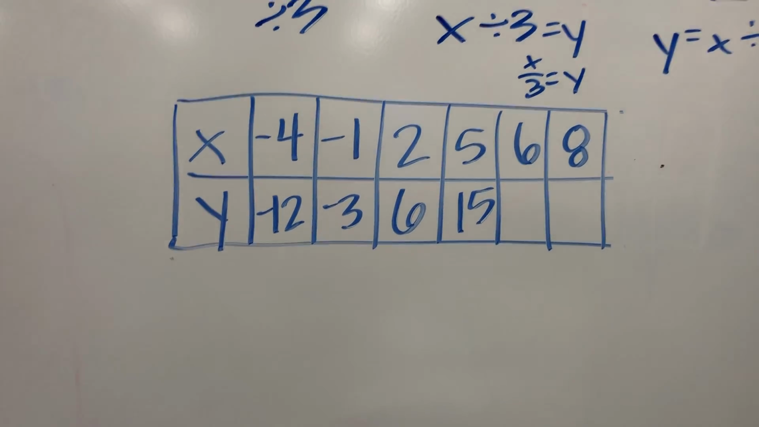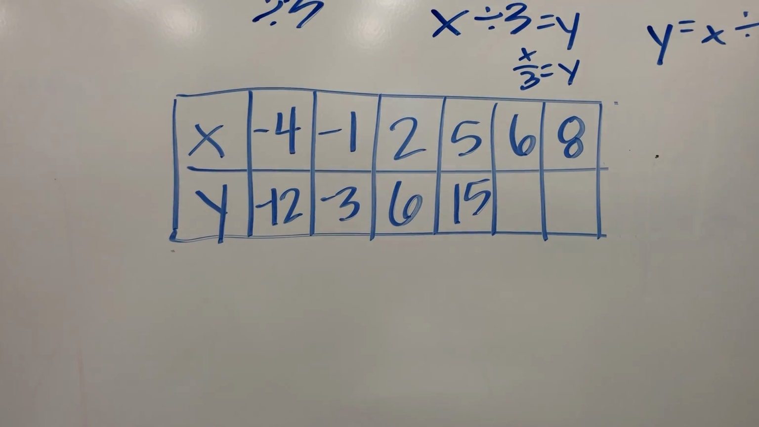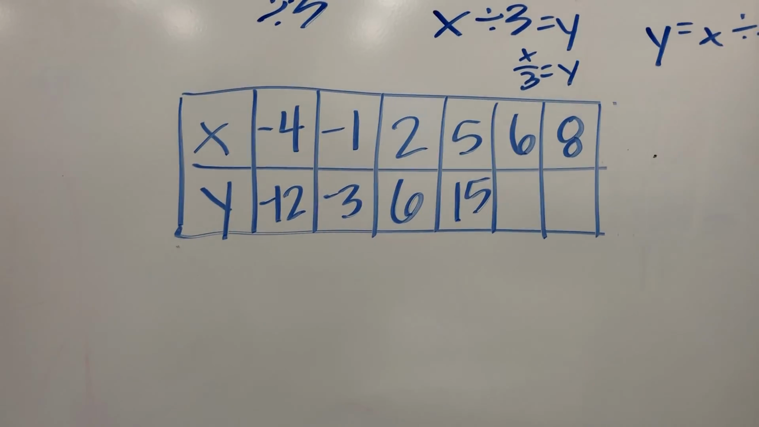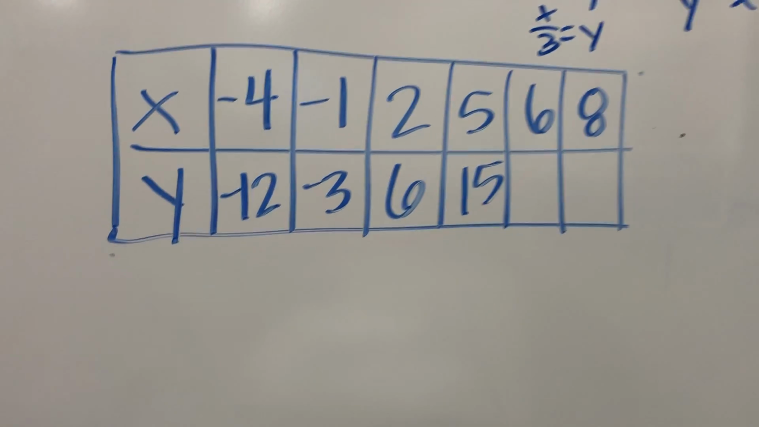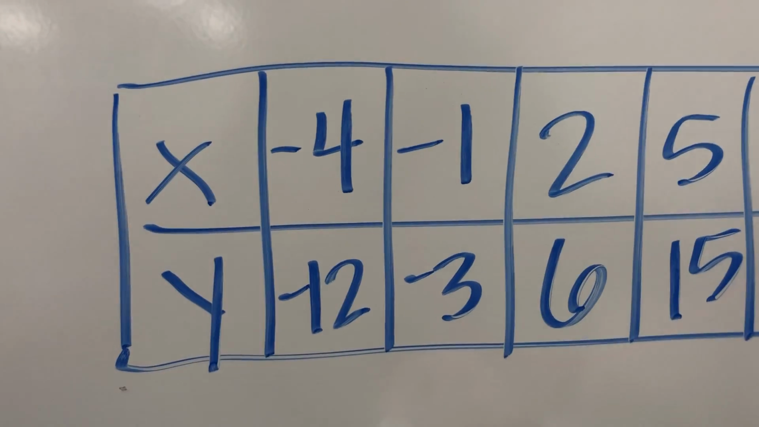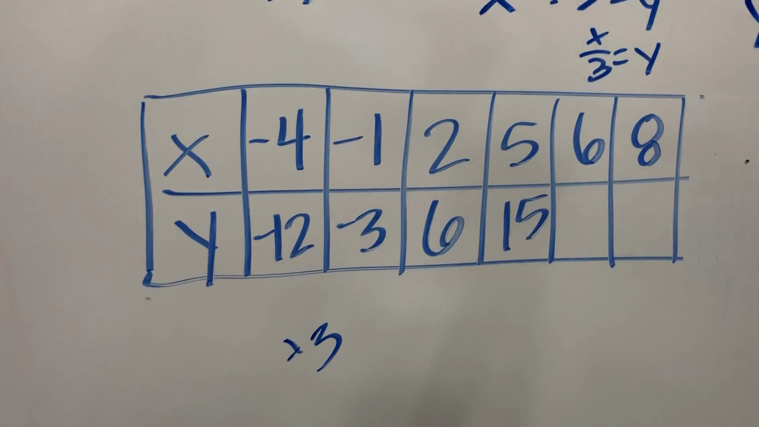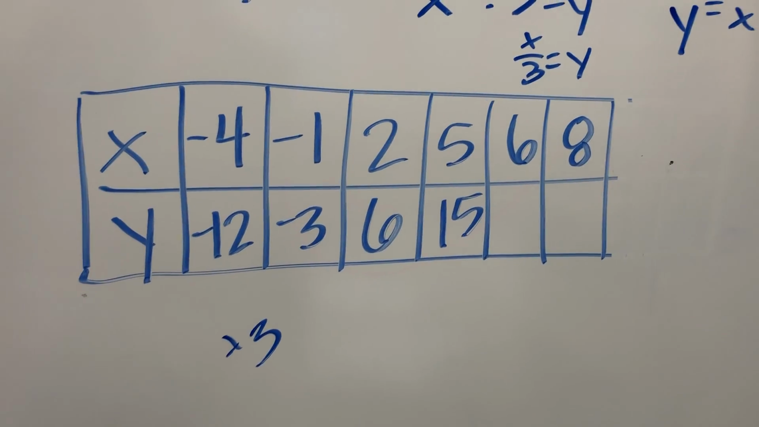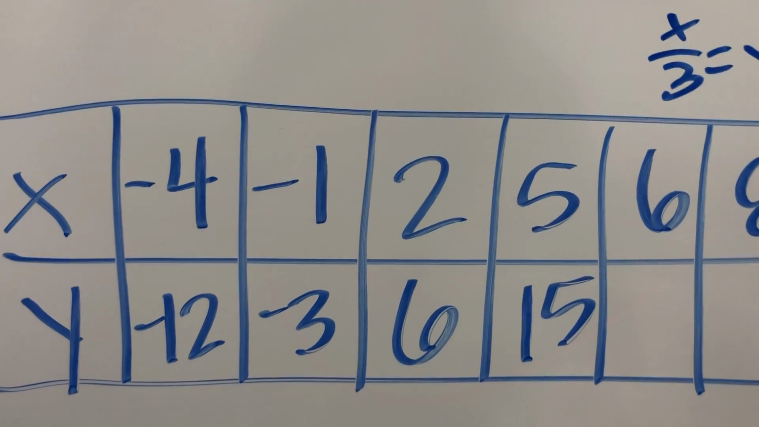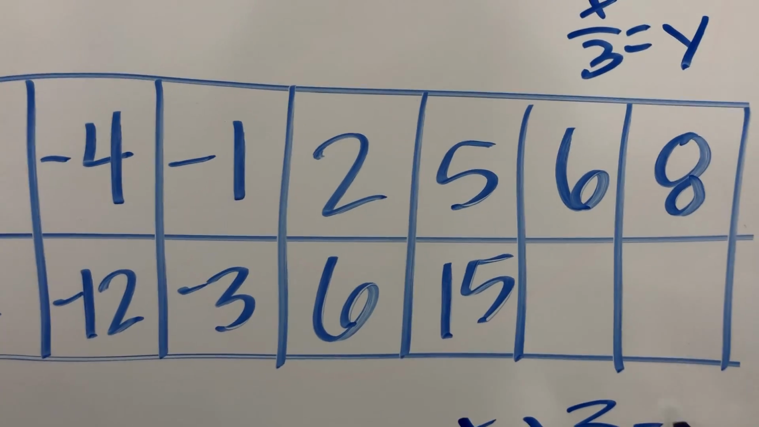This one, we're going to examine, we're going to see what's happening from one thing to the next. And after examining all of those different x's and y's, in this one you were multiplying by 3 to go from our x to our y. So we can write that as x times 3 equals y.